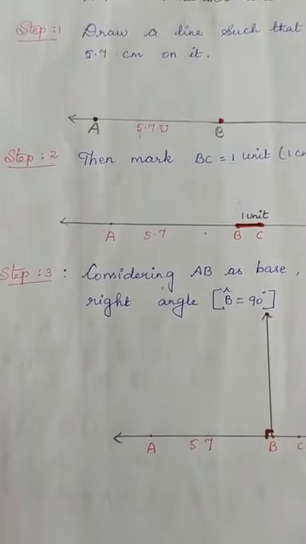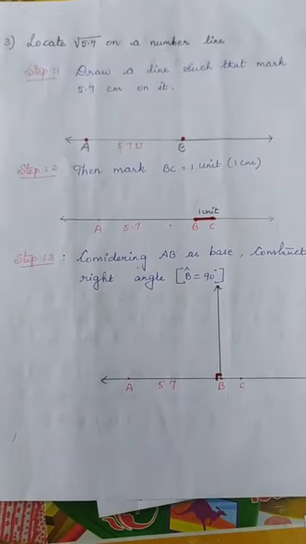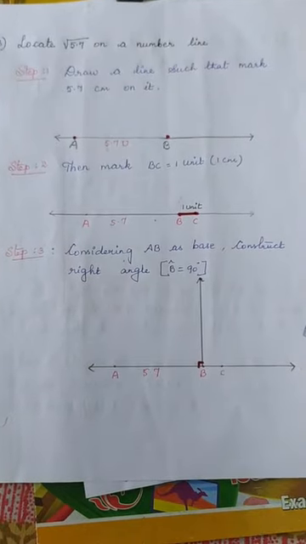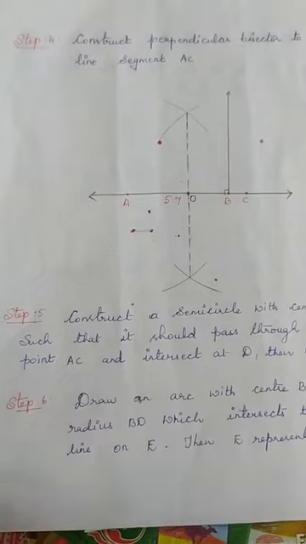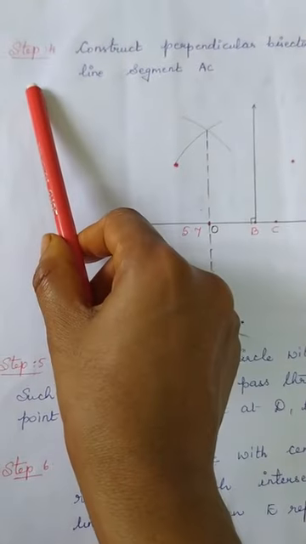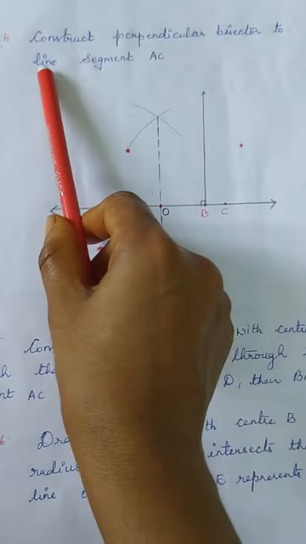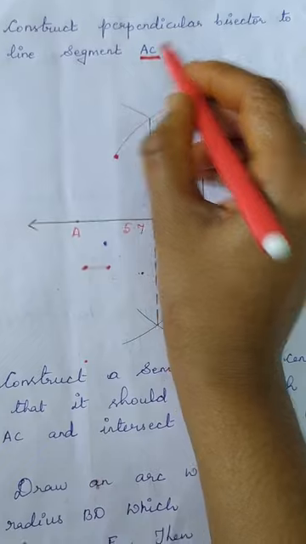Now I hope 3 steps are clear, children. Now listen, while you are writing, you have to watch this video and write the steps, children. Don't forget it. Now we'll move on to the next step. Look here. We are moving on to step 4. Construct perpendicular bisector to line segment AC. Children, this is very important.